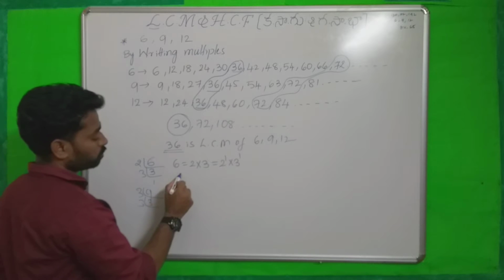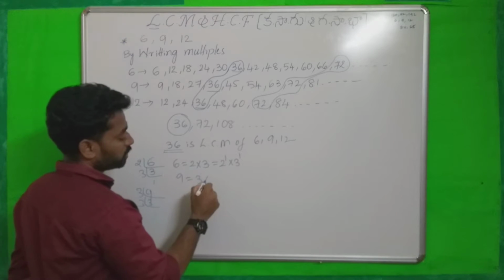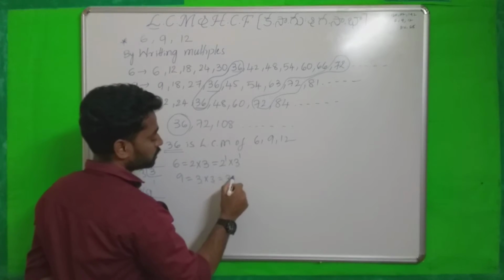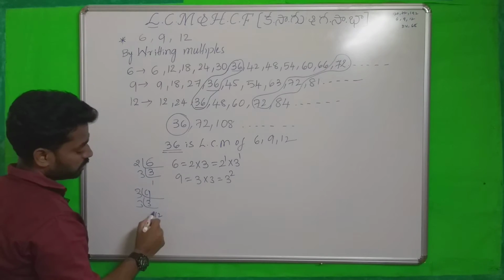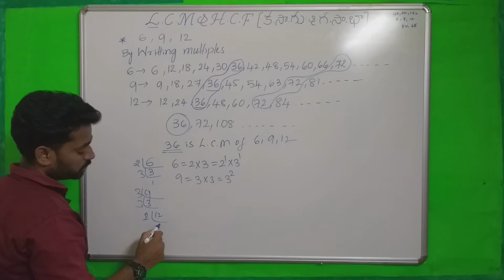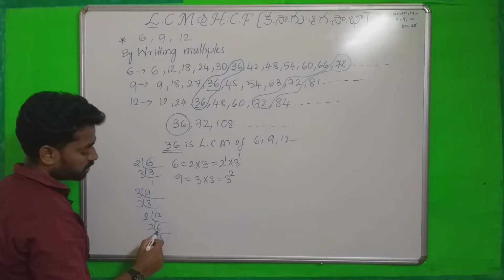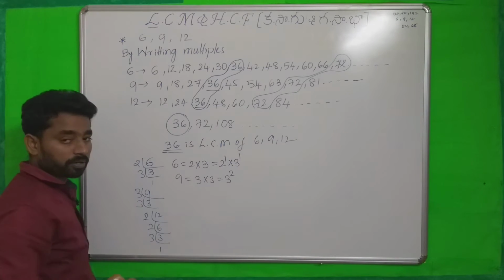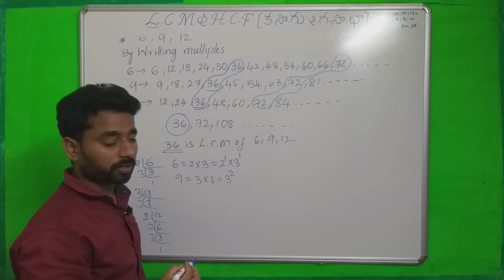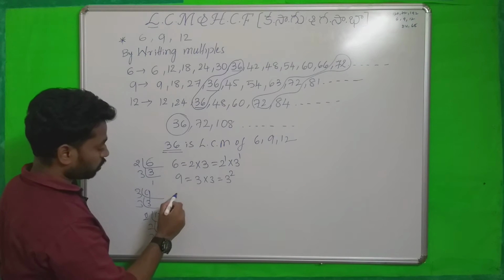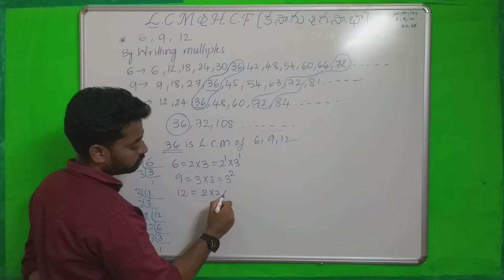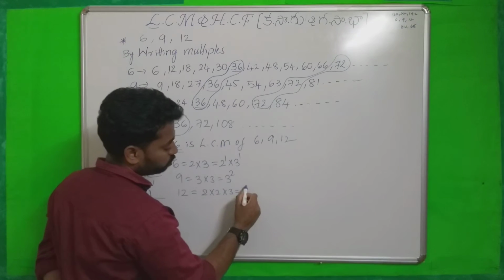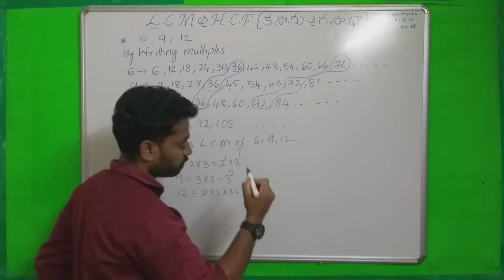Okay, so 9 equals 3 into 3. This one we can write as 3 to the power of 2. Next, 12. 2 sixes are 12, 2 threes are 6, and 3 ones are 3. This is prime factorization, which we have already done in previous classes, so if you want, you can check the video. So 2 into 2 into 3, this one we can write as 2 squared into 3 to the power of 1.